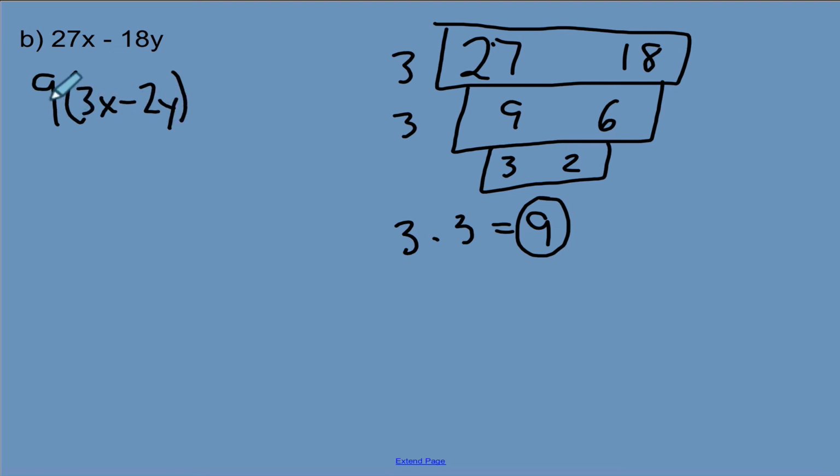And the way you can check is just redistribute. So 9 times 3 is 27x, 9 times 2 is 18y. I've got two equivalent expressions, and all I did was I factored out the greatest common factor. If you can do these two, you can do all of them.